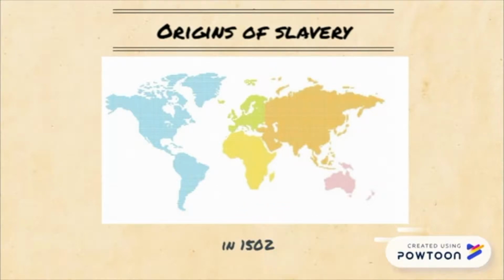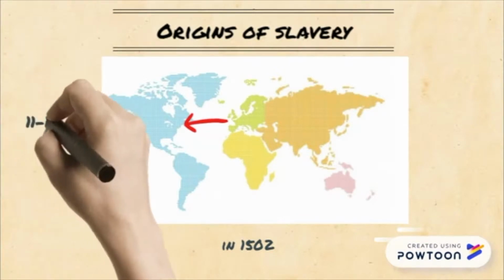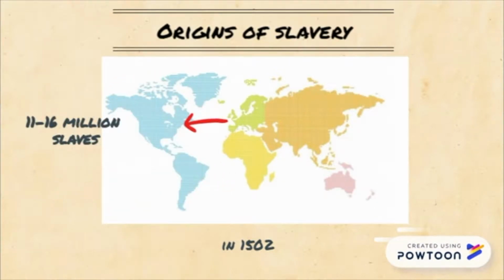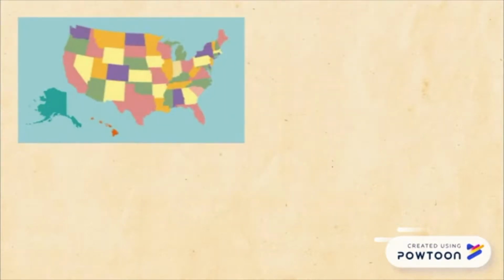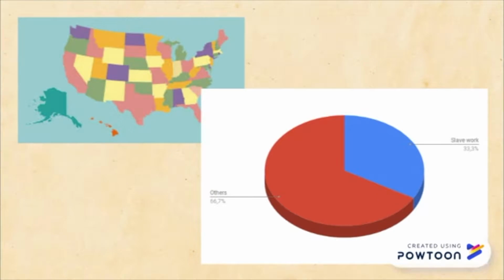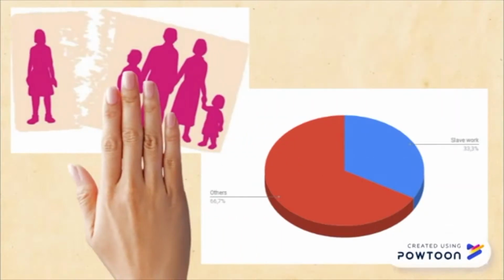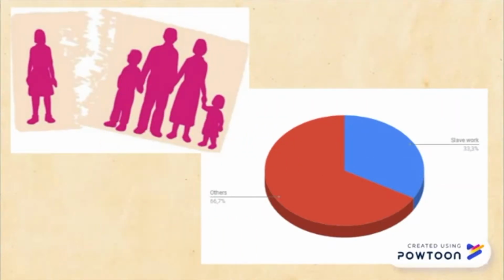Beginning at least as early as 1502, European slave traders shipped approximately 11 to 16 million slaves to the Americas, including 500,000 to what is now the United States. In the decades before the Civil War, a third of the South's population labored as slaves. Slave sales frequently broke up slave families. Nevertheless, enslaved African Americans were able to sustain an autonomous culture and community beyond the direct control of their masters.